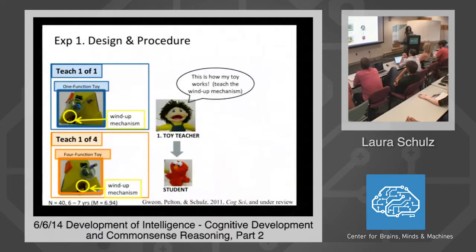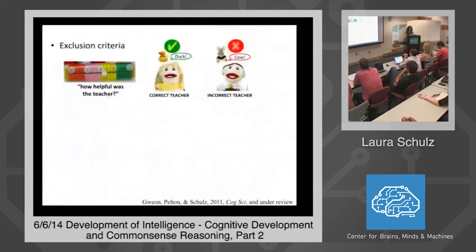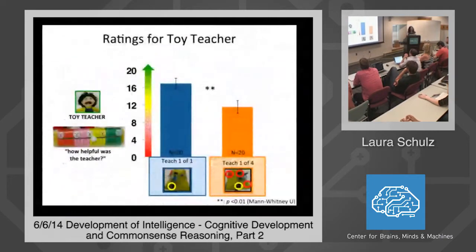And the answer, of course, is that I'll skip through the details here. We anchored it on the teacher who was correct and incorrect, and just show you that indeed they do think that the teacher, despite identical demonstrations, is much worse in the one condition than the other. So they really do recognize when the information fails to be informative.